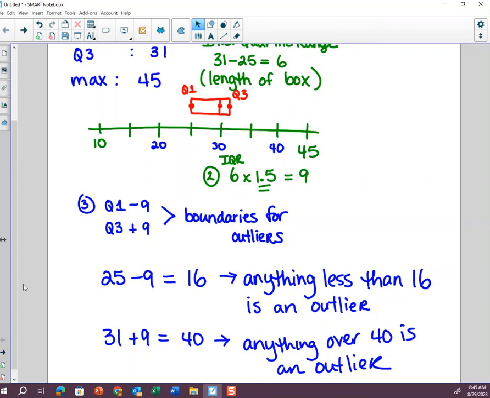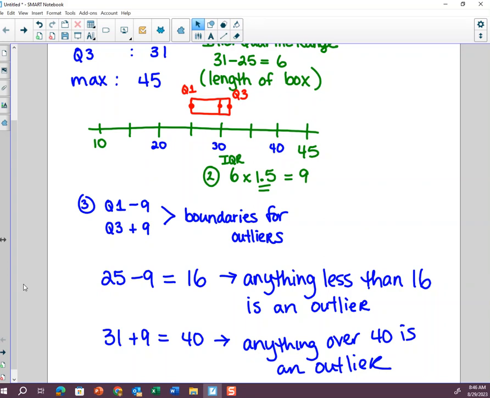25 minus 9 is 16. Anything less than 16 is an outlier. Anything over 40 is an outlier. I'm going to ask you to be able to make those statements for me on your first standards test. Okay? This is really the only part that you need to kind of know. The calculator gives you a lot of these things. You have to know how to put the data in the calculator. You have to understand the box and whisker.